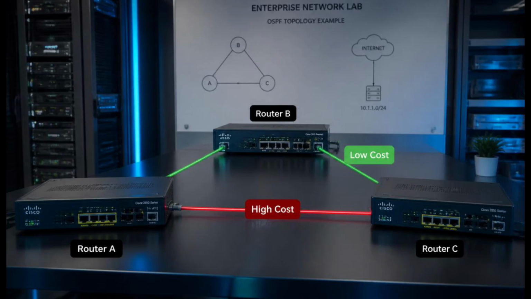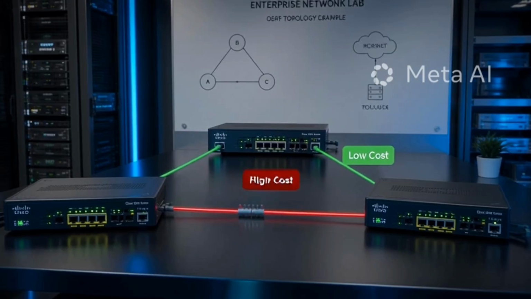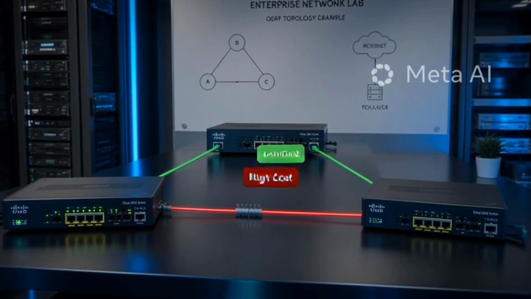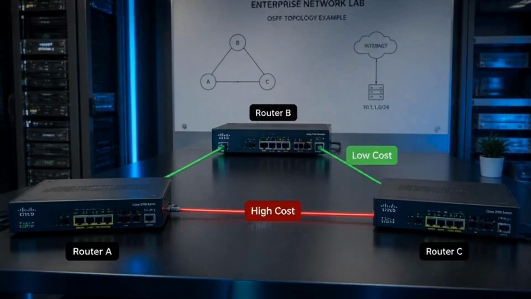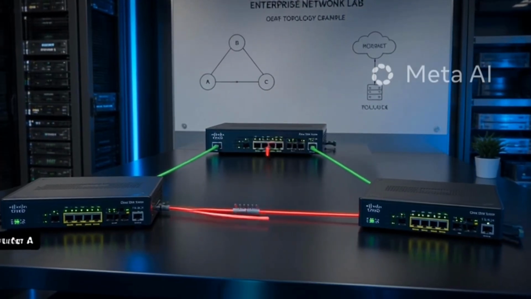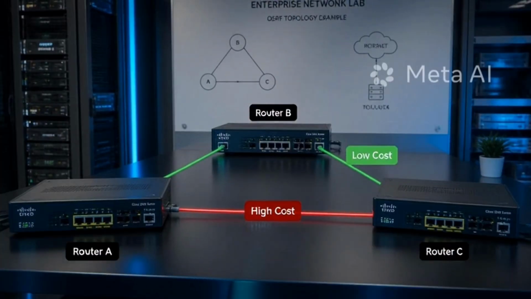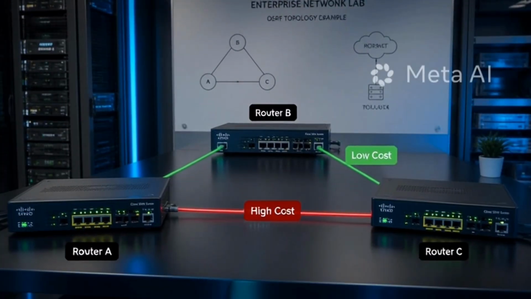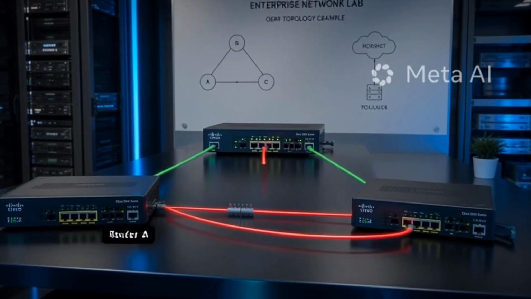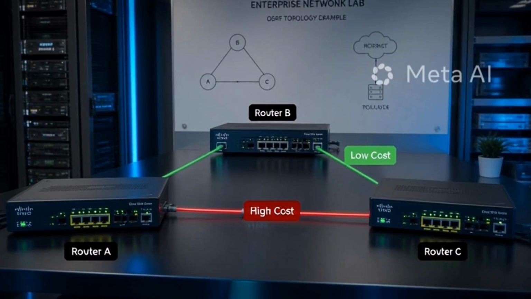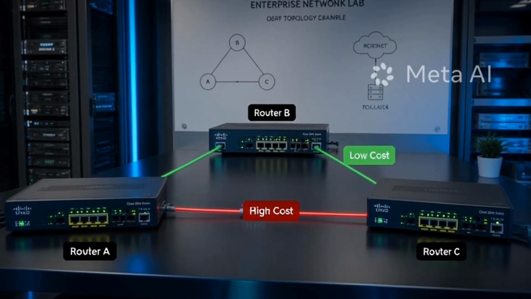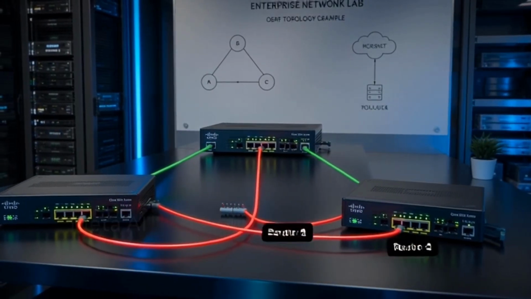Suppose router A connects to router B, which connects to router C, and router A also has a slower backup link to router C. OSPF calculates both paths. If the A, B, C path has cost 10 and the direct A to C path has cost 50, OSPF chooses A, B, C. If the main path fails, OSPF quickly switches to the backup path. That's why OSPF is popular in enterprise networks.